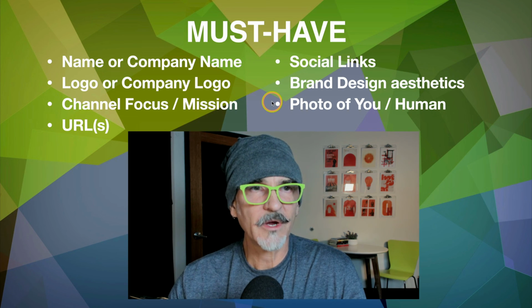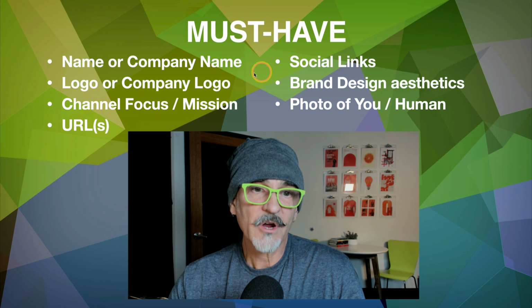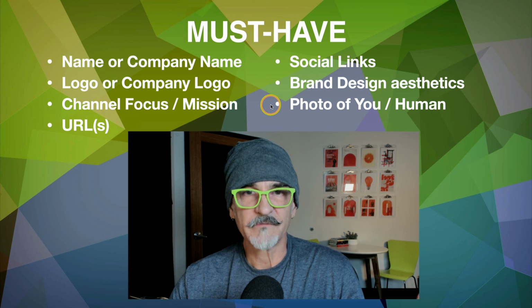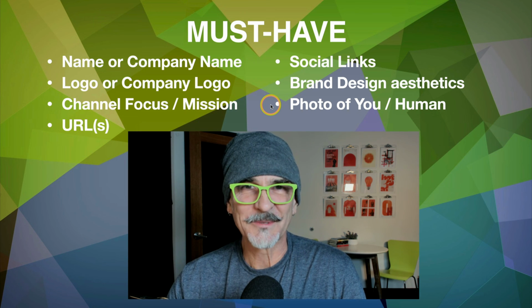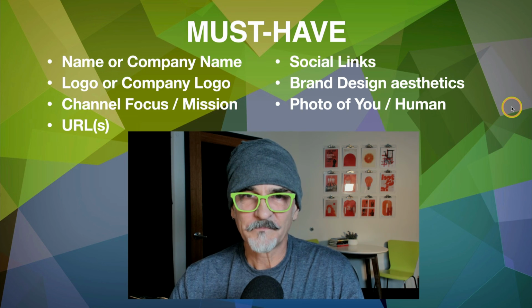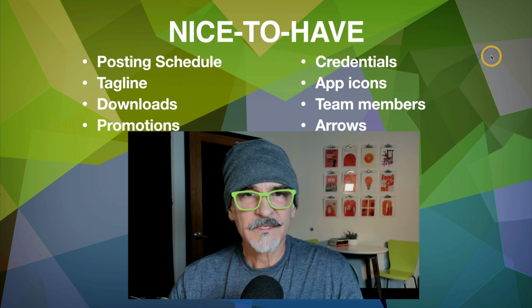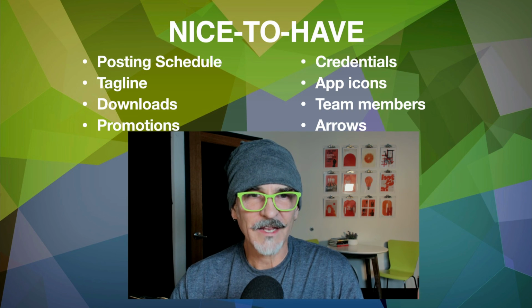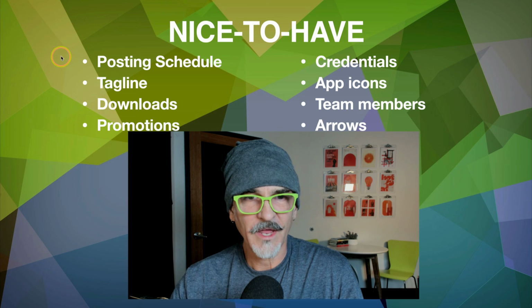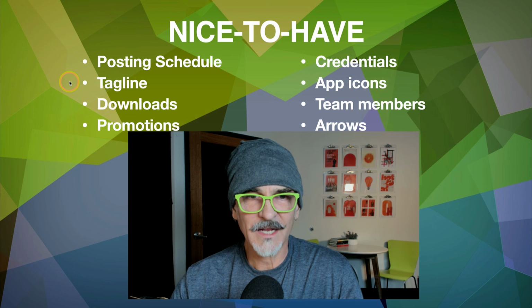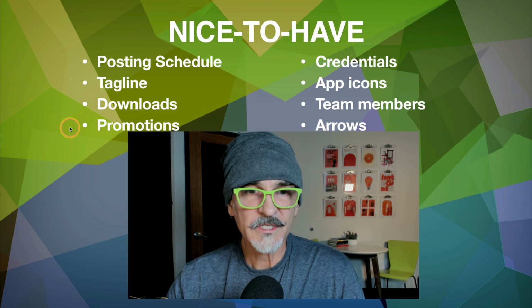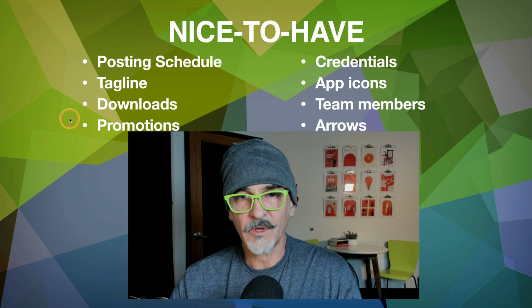You want to really come across as human. And if it's a company banner, you still want to have some pictures of some people because people want to do business with people, not brands. And then some nice-to-haves. You should definitely have everything on that last slide, but some of the other things you can have are your posting schedule or a tagline. You may have some downloads or promotions or books or courses that people can click through clickable links.